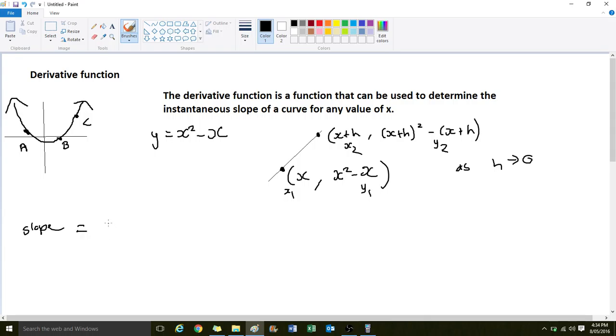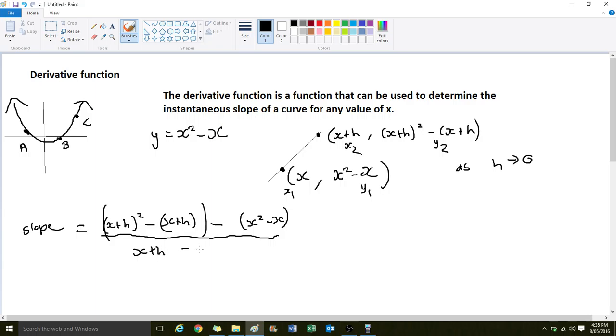So the slope is going to be equal to y2, which is x plus h squared, take away x plus h. So that's our y2, take away y1. Now I'm going to put this in brackets to show that this is y2, and then our y1 is just going to be x squared take x. Because that minus is applying to everything inside the bracket, that's where it can get a little bit tricky. And all that is over x2, which is x plus h, take x1, which is just x.